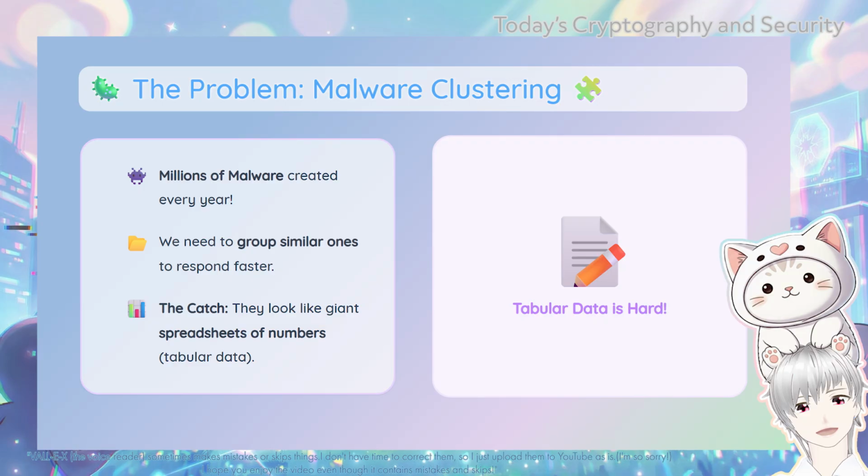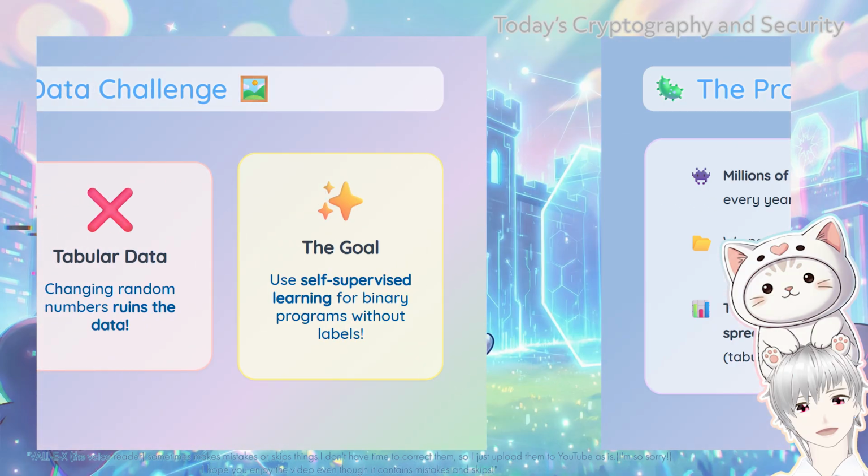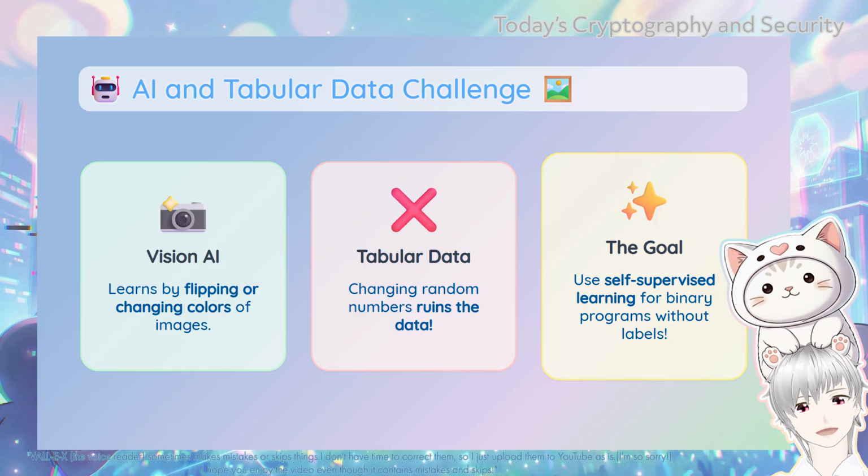However, doing this clustering efficiently is really hard, because the features of these programs are complex, and they are usually represented as tabular data, which means they look like giant spreadsheets of numbers. Researchers have made amazing progress in other areas, like teaching AI to recognize images and understand human language using something called self-supervised learning. But applying these cool AI tricks to tabular data, especially for grouping unknown binary programs, is still a very unexplored area.